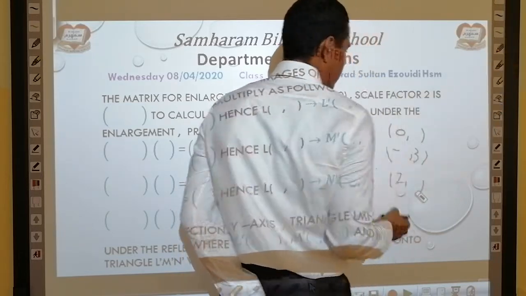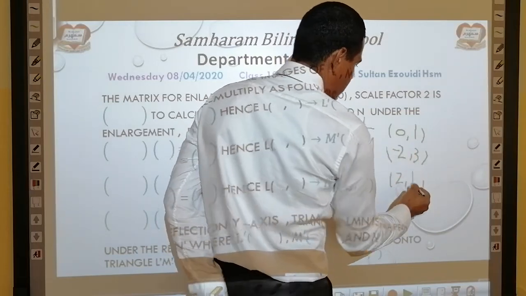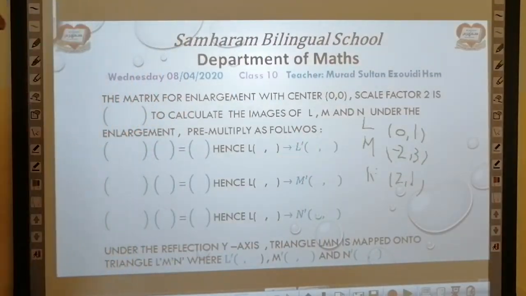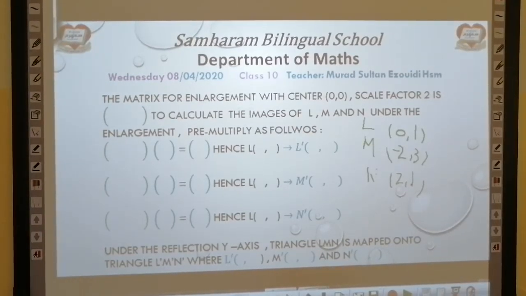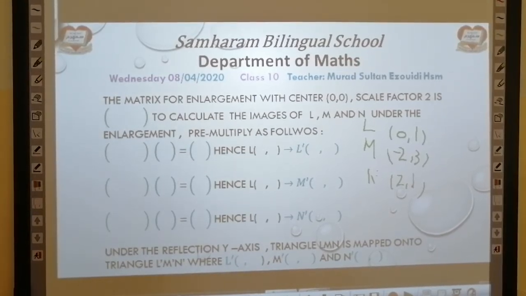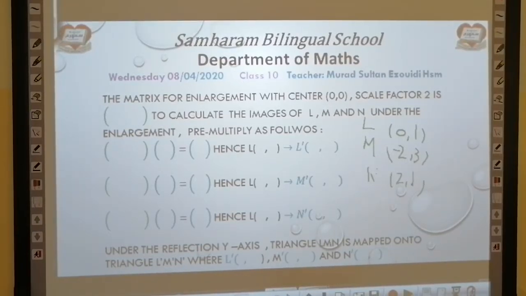Okay. This is 1. This is 2. This is 1. So we have 3 points: L of coordinates 0, 1, then M of coordinates negative 2, 3, and N of coordinates 2, 1. I will try to enlarge this one about the center 0, 0, scale factor 2.